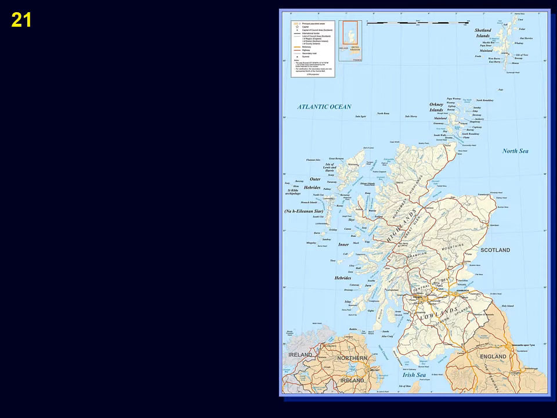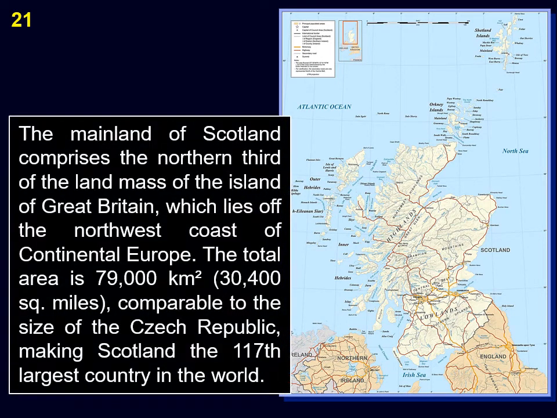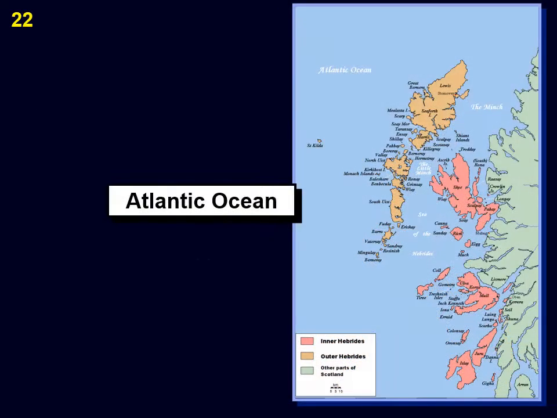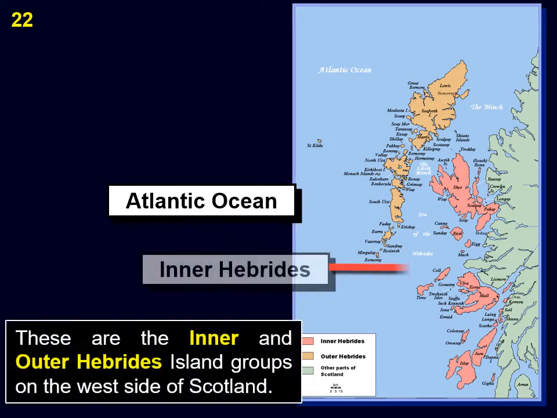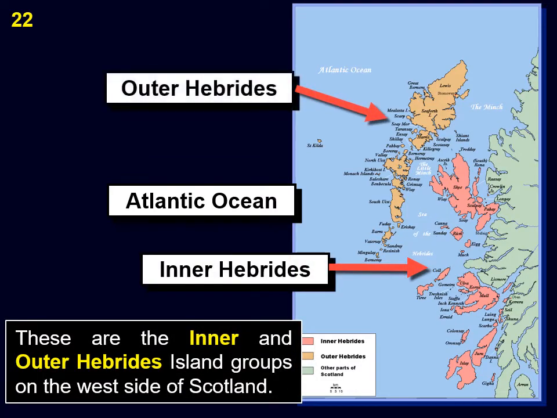The mainland of Scotland comprises the northern third of the land mass of the island of Great Britain, which lies off the northwest coast of continental Europe. The total area is 79,000 square kilometers, 30,400 square miles, comparable to the size of the Czech Republic, making Scotland the 117th largest country in the world. These are the Inner and Outer Hebrides island groups on the west side of Scotland.